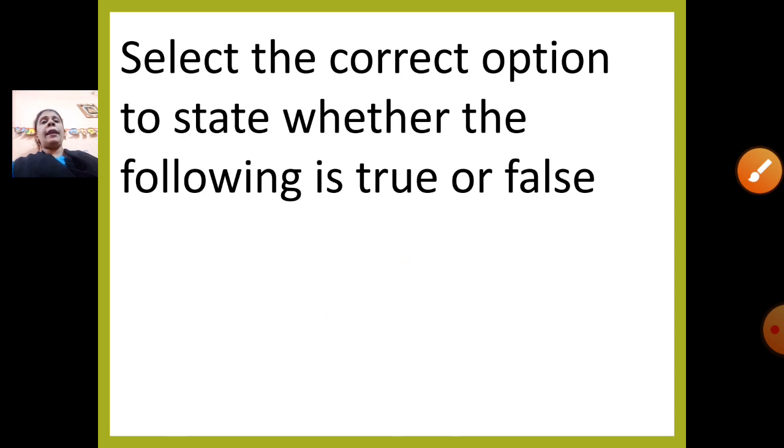Now select the correct option to state whether the following is true or false. Now this will be your head question for true or false. Okay. In the next video children, I will definitely give you all the head questions together. I will show you the paper pattern also, and I will show you how the paper will be there. Okay.